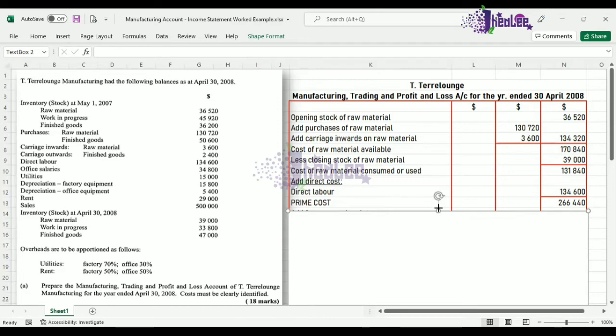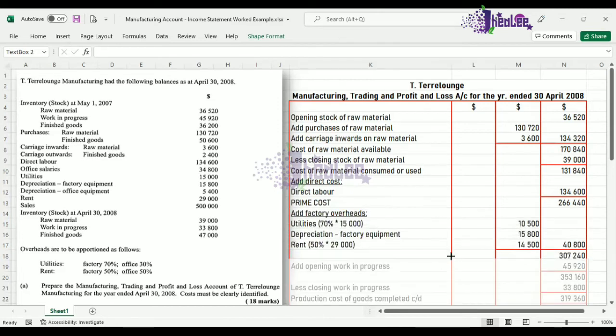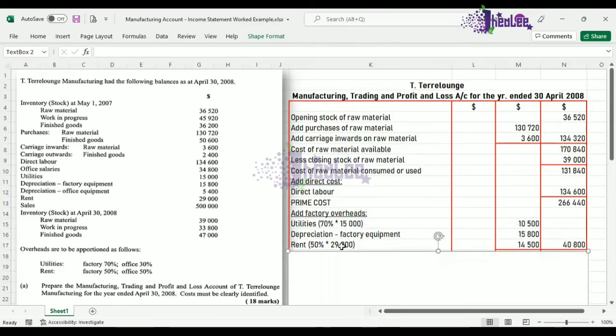Your next stage is to generate your factory overheads, and notice right here, utilities calculation is 70% of that 15,000 because you were instructed to apportion the utilities 70% for factory, 30% for office. So the other 30% will be in the income statement. Depreciation on factory equipment. Notice in the question you have depreciation of office equipment.